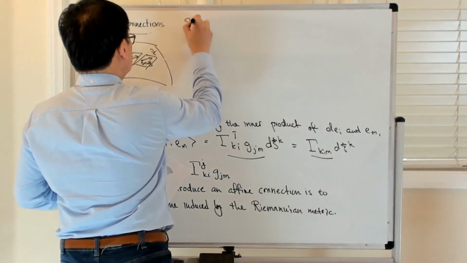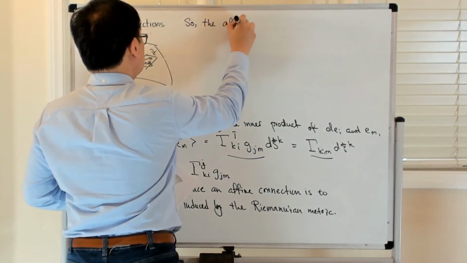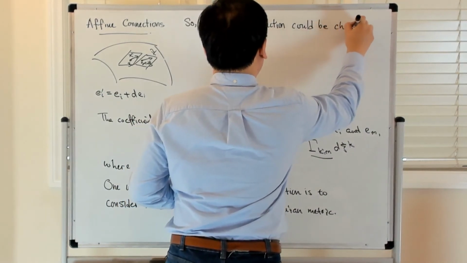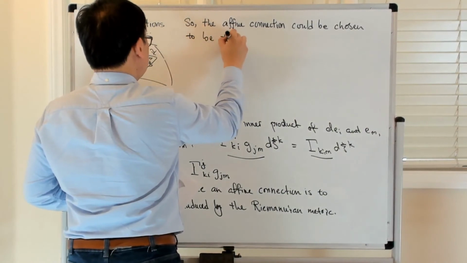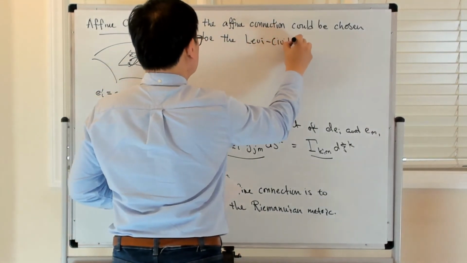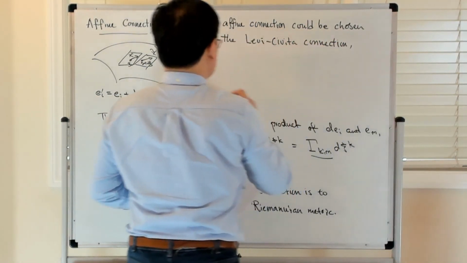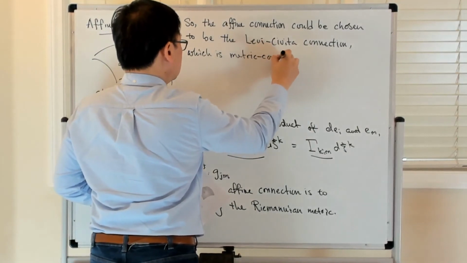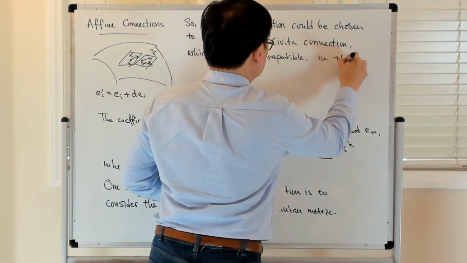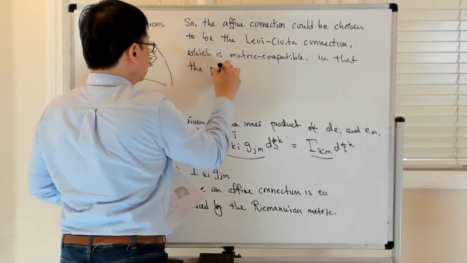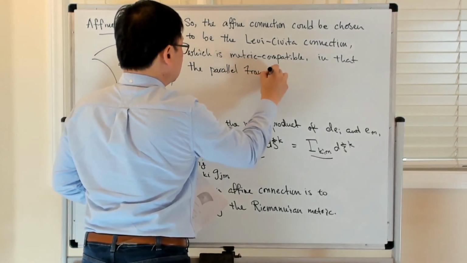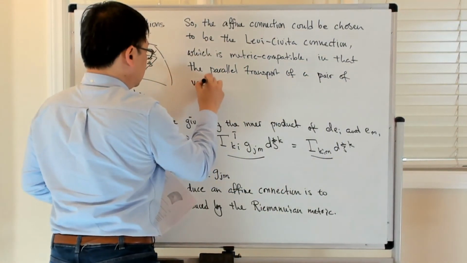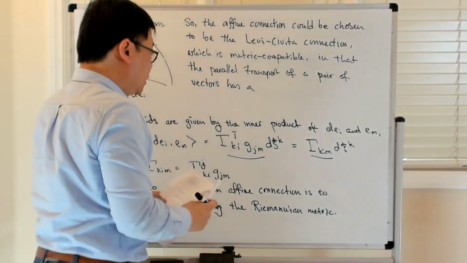So the affine connection could be chosen to be the Levi-Civita connection, for example, which is metric compatible, in that the parallel transport of a pair of vectors has a Riemannian inner product that is constant.